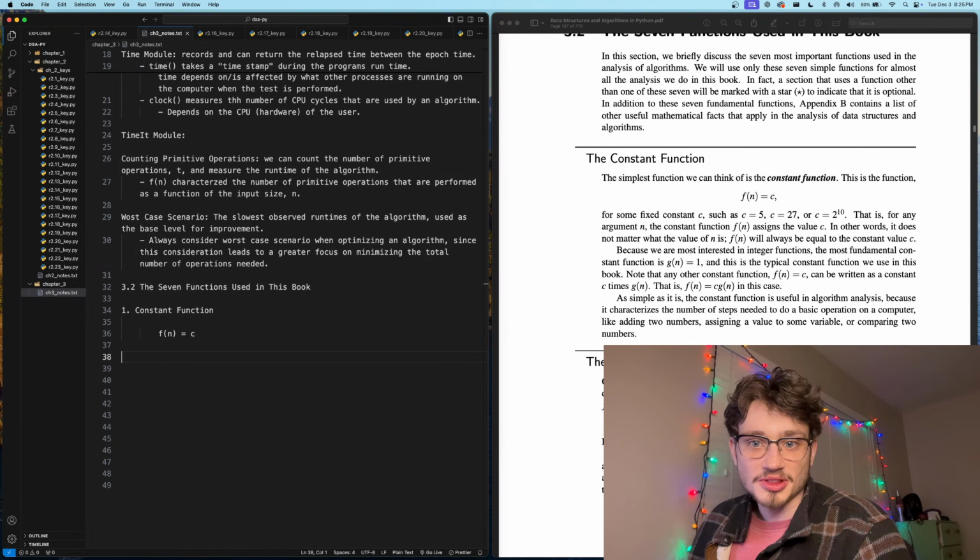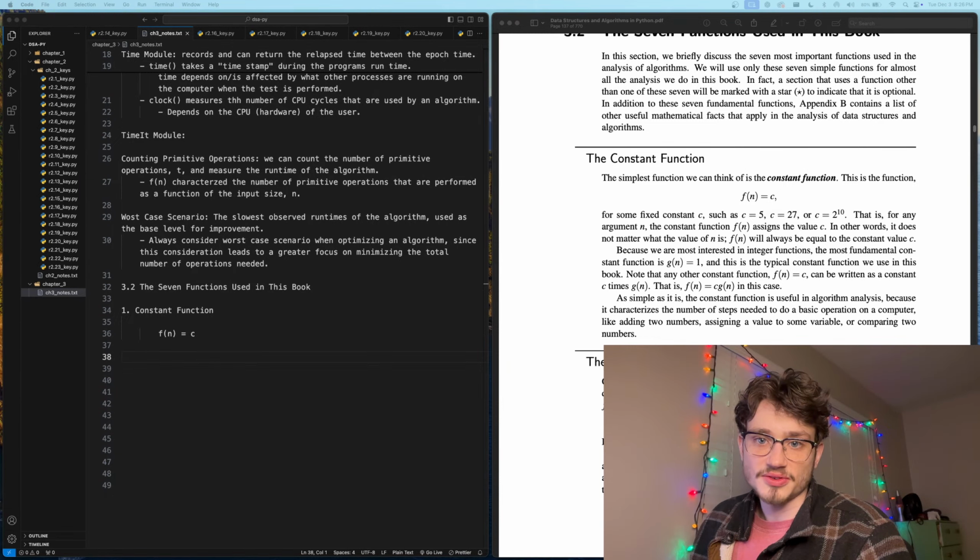F of big N is going to be the function itself. What we set it equal to is going to be the actual time complexity. Okay. Oh, F of big N is the function. So, got you.